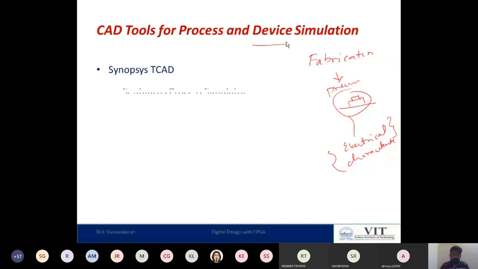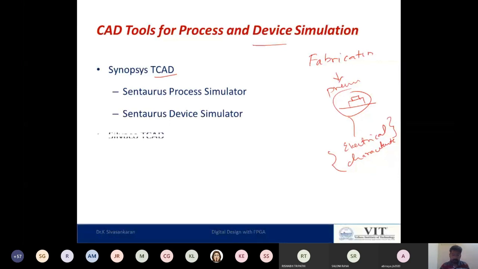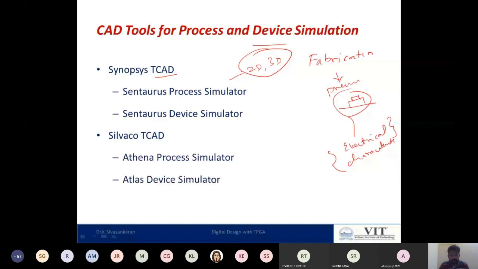In our lab, we have two sets of tools. One from Synopsys, we have Synopsys TCAD. TCAD stands for Technology Computer Aided Design tools. And we have Sentaurus Process Simulator and Sentaurus Device Simulator. It can support both two-dimensional and three-dimensional structures. Now, the transistors that are available in chips are now more on 3D. And from Silvaco, we have Athena and Atlas Device Simulator.